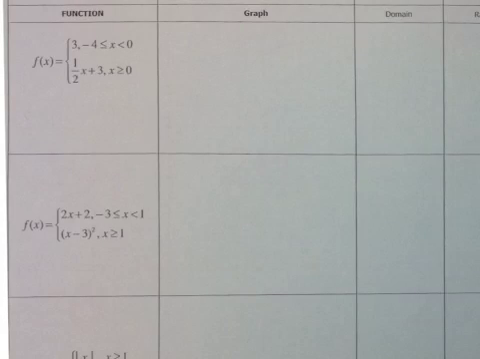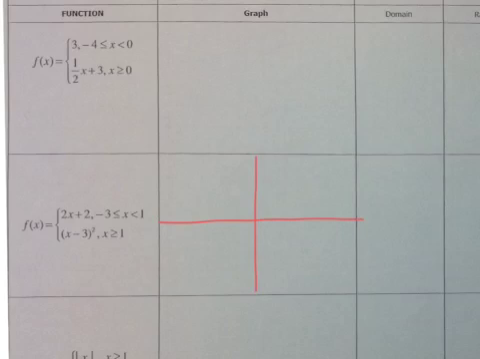Okay, so we're working with a piecewise function here. That means our function is different graphs on different x intervals. So first thing I'm going to do is draw my graph. And I'm going to start by just drawing the line 2x plus 2 the whole way across.